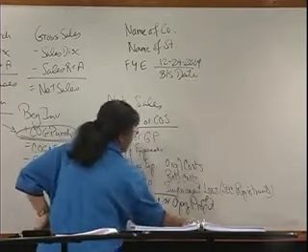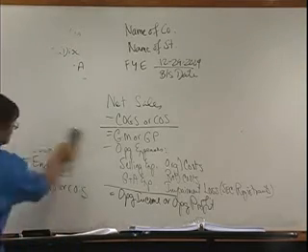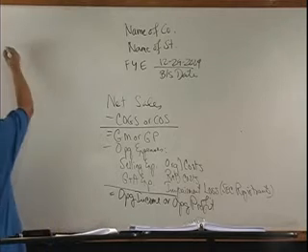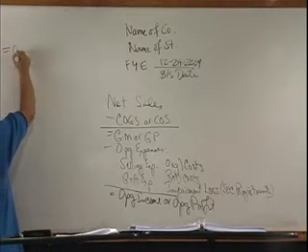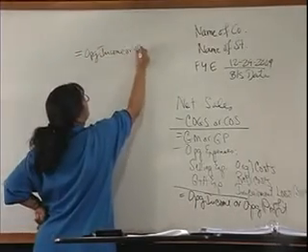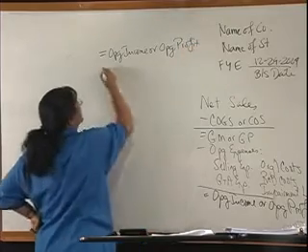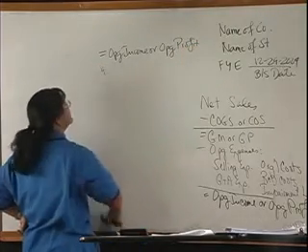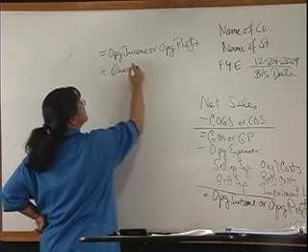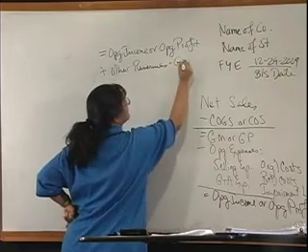Then you will continue on. Erase this now. Starting off with the operating income or operating profit, to that you'll add plus your other revenues and gains.